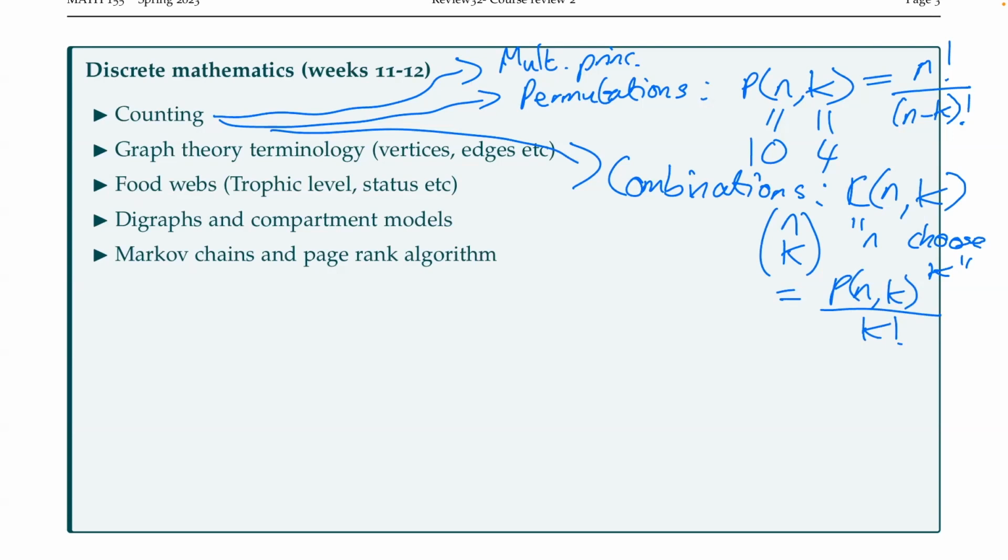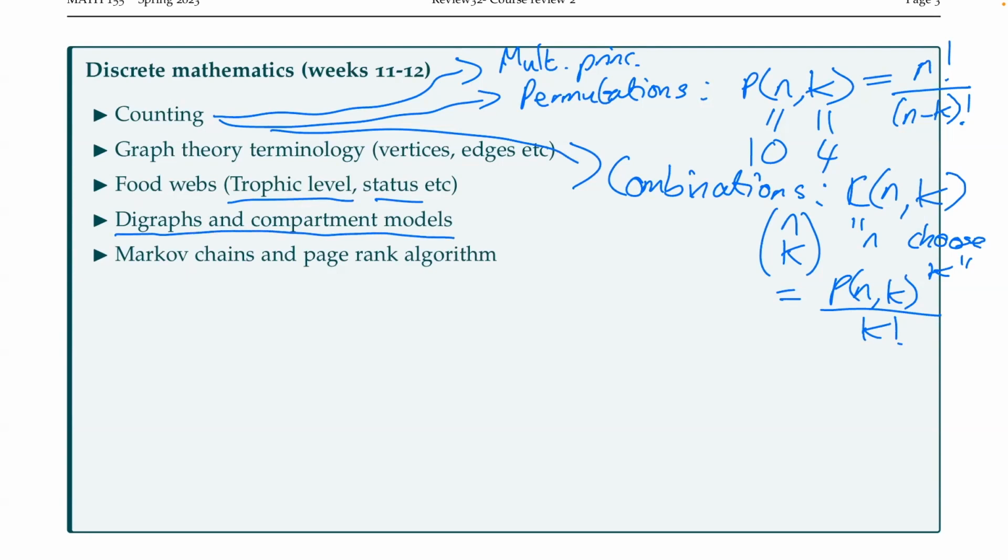Okay, we then moved on to graph theory, and in particular looking at food webs to start with. And there are various definitions of trophic level and trophic status. So make sure you're aware of the distinction between these things and how you calculate, say, trophic status, how you calculate weighted trophic levels, okay? And we talked about digraphs and compartment models.